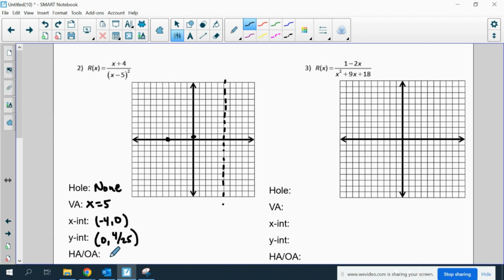And then the horizontal asymptote would be at y equals 0 because the power on the bottom is an x squared. If I multiplied this out, I would see that it's x squared minus 10x plus 25. Power on the bottom is clearly bigger. So that means y equals 0 is the horizontal asymptote. Now notice that this function does cross the horizontal asymptote at x equals -4.